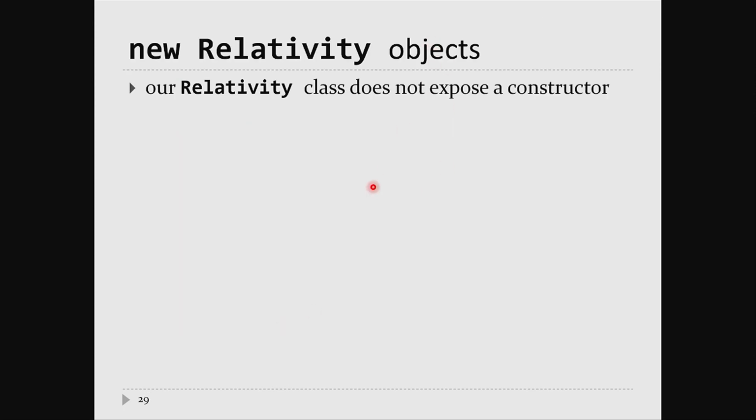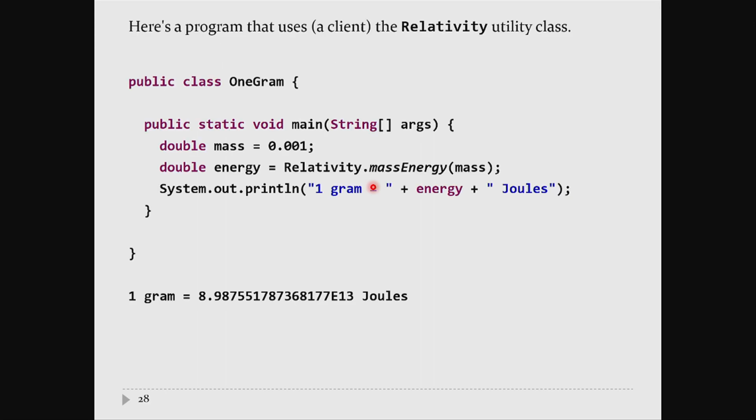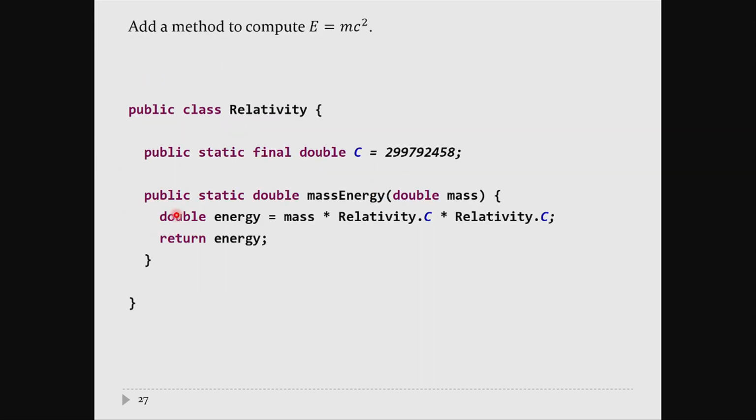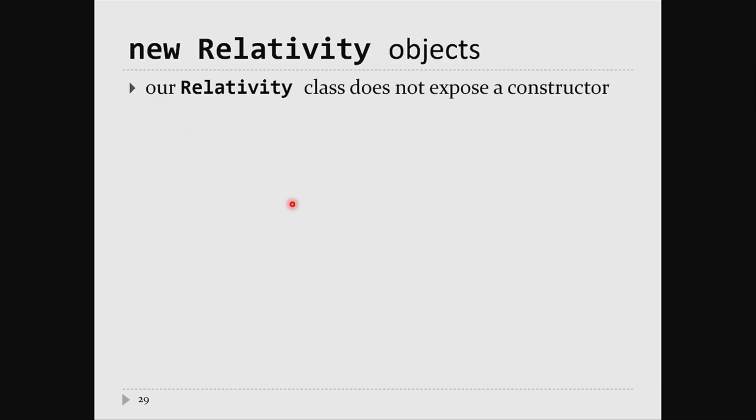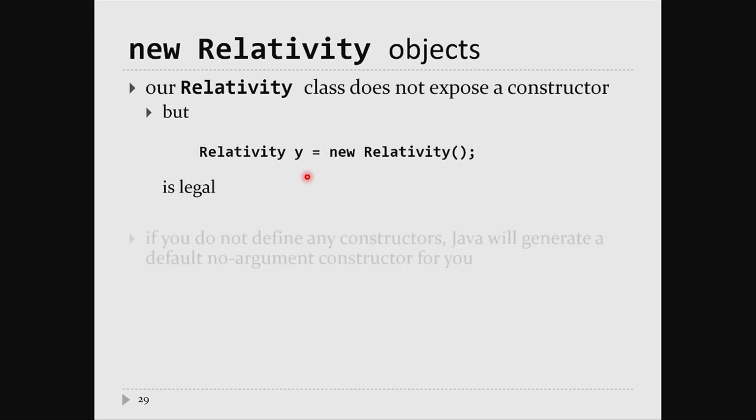Now, our relativity class, our utility class, doesn't have a constructor. That's all it is. It's got a constant here, it's got a method here, no constructor. But you can write one. If you write that at this point, with our class as it is, that works. So I can, in fact, make a relativity object, which is not the point of a utility class.